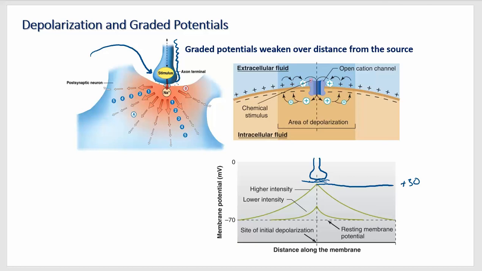But as we move farther away, you can see this red color fades. So that signal is getting weaker, less intense as it moves away from this area, because this is where the sodium is rushing in, where the neuron sends the signal and where that channel opens. So you can see that it weakens over distance. We call that a graded potential. Grading is like if you grade something, you give it a range of values. But it weakens. You can see the same kind of thing happening here, that area of depolarization.